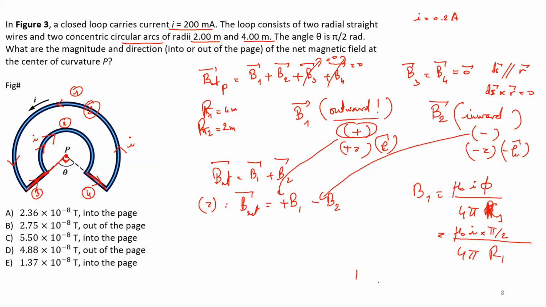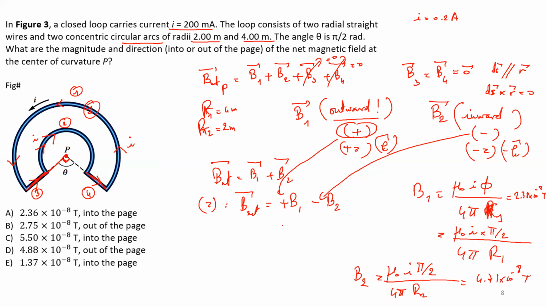And B2, I know it also. B2 is equal to what? Mu naught I phi, where phi is also pi over 2, divided by 4 pi multiplied by R2. R2 here is equal to 2 meters. Great. So what do you get? For B2, I get 4.71 times 10 to the power minus 8 Tesla, and for B1 I get something like 2.36 times 10 to the power minus 8 Tesla.